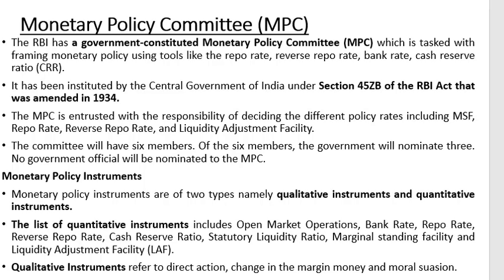Monetary policy instruments are of 2 types, namely qualitative instruments and quantitative instruments, which are used by the Monetary Policy Committee. The list of quantitative instruments includes open market operations, bank rate, repo rate, reverse repo rate, cash reserve ratio, statutory liquidity ratio, marginal standing facility, and liquidity adjustment facility. While the qualitative instruments include change in the margin money and moral suasion, which refers to direct action.